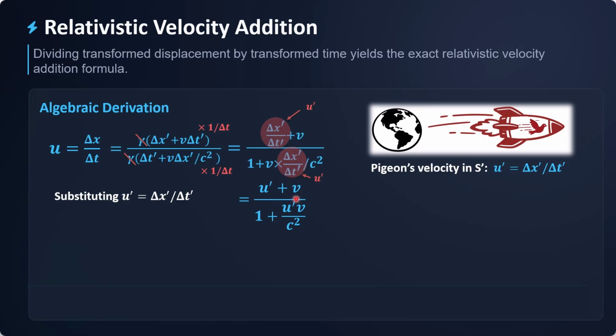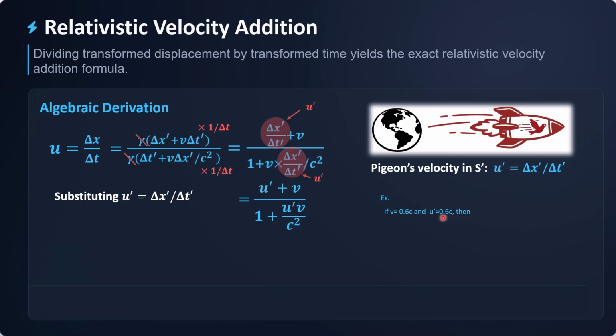That's the Galilean transformation. But in Einstein's universe, we get a special correction piece attached in the denominator, 1 plus uv over c squared. Now for the hack. Let's test this formula with actual numbers to prove the ultimate cosmic speed limit. Suppose the rocket flies at v equals 0.6 c, and the pigeon flies inside at u prime equals 0.6 c. That's a pretty fast pigeon, but let's go with it.